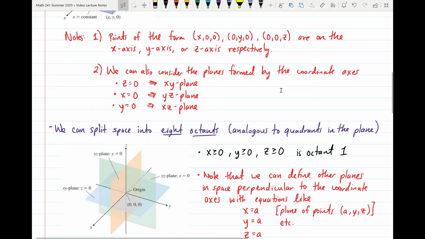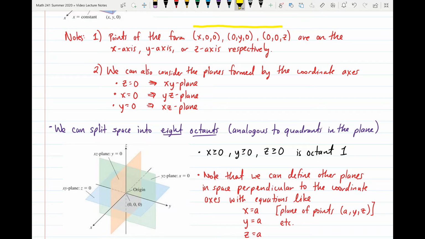So here are a couple of notes to keep in mind. Points of the form that I have listed here, where two of the numbers in your ordered triplets are 0, are going to be points that lie on the axes. So if I have the point (x, 0, 0), for example, that point will lie on the x-axis. And then you can extend that same concept for the (0, y, 0) point and the (0, 0, z) point to the y-axis and the z-axis. And we can also consider planes that are formed by the coordinate axes.